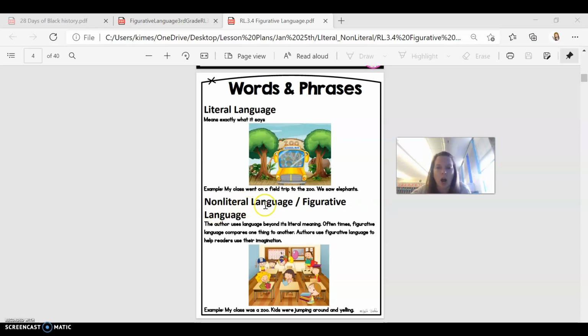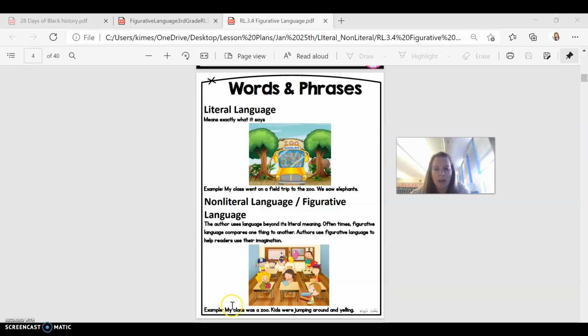But then we have non-literal, and sometimes it's called figurative language. And this is when the author uses language beyond its literal meaning. So we've been talking about this when we read the Amelia Bedelia books, but oftentimes figurative language compares one thing to another, and it also helps the reader use their imagination.